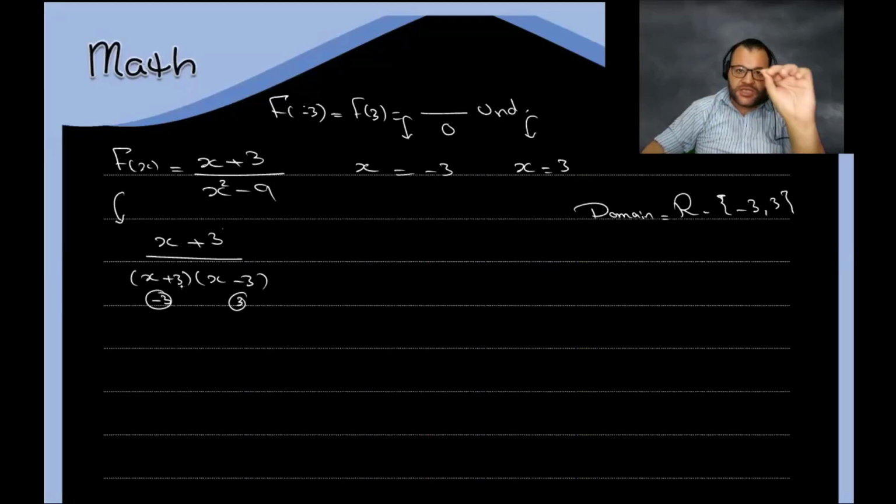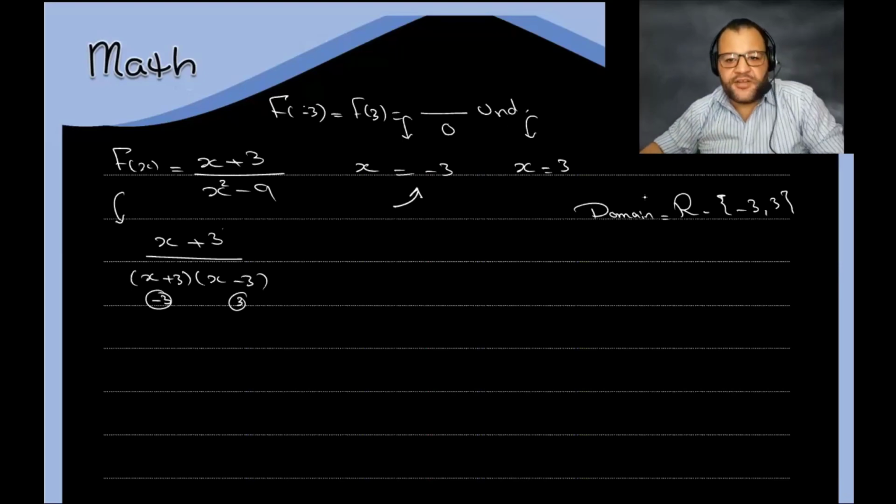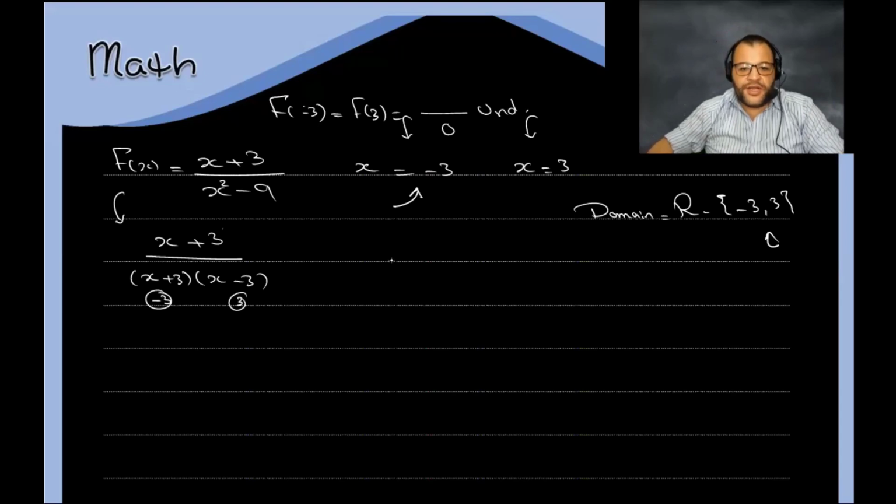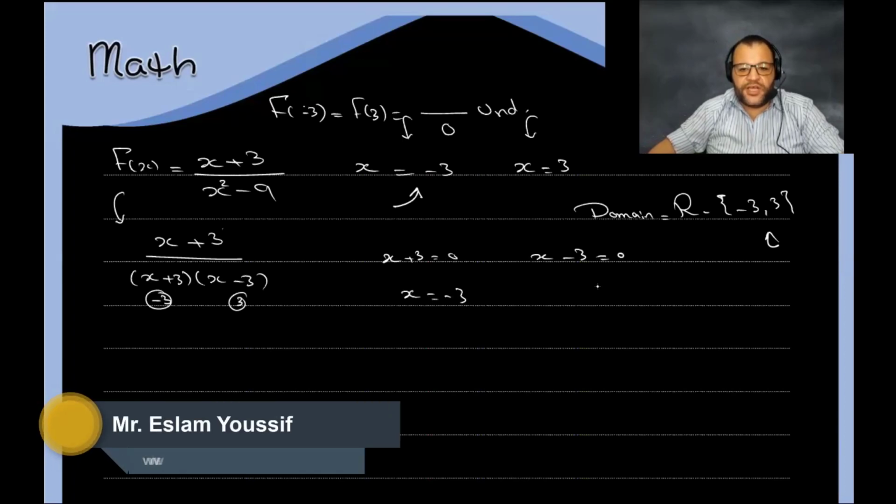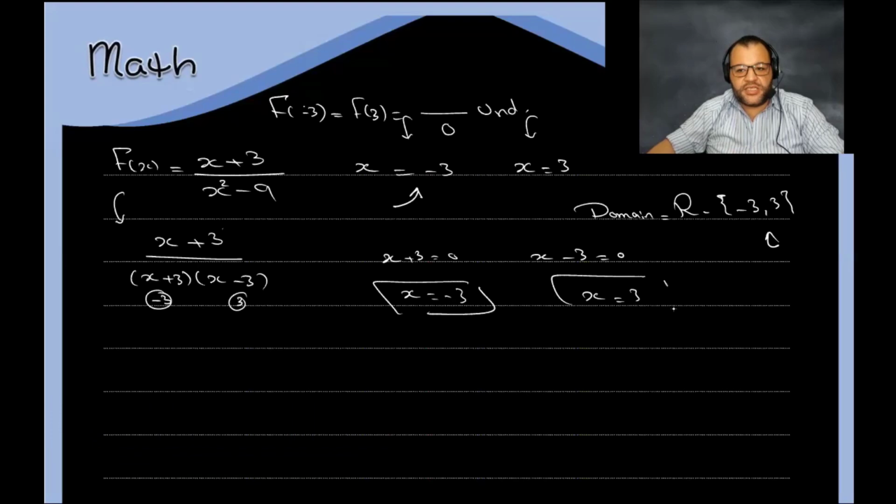Because we have x plus 3 in the denominator, x minus 3 is not one of the values for the domain. Is that right? You understand this one? Why do I say negative 3 and positive 3 are excluded from the domain? Because after simplifying, we find x plus 3 equals 0 and x minus 3 equals 0. Then x equals negative 3 and x equals 3. That is the reason we say x is different from the set of negative 3 and 3.